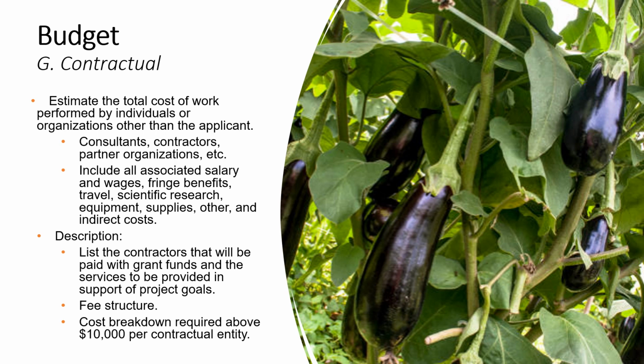Be sure to include whether the contractor has an hourly or flat rate fee structure. Please note that contractors are subject to the same limitations and restrictions as applicants, including those related to indirect costs. Include a justification for why contractual or consultant services will be used to meet the project's outcomes and objectives. Very importantly, note that RFSI requires a breakdown of costs for contractual requests greater than $10,000 per contractual entity. This means that if you will be paying one organization more than $10,000 in contractor or consultant fees, you are required to provide a detailed description describing what those costs will pay for and why they are reasonable and necessary.